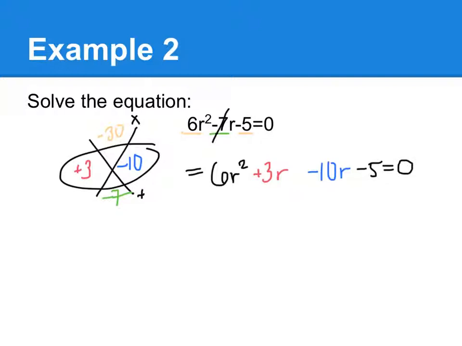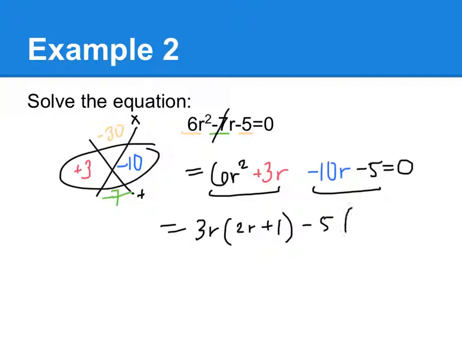Let's group things up again. This is one group, this is another group. Take out a common factor. Well, in the first group, I can tell that you can take out a 3r from both. Let's take out a 3r, so you're going to be left with 2r plus 1. In the second group, take out a negative 5. 2r plus 1 equals 0.